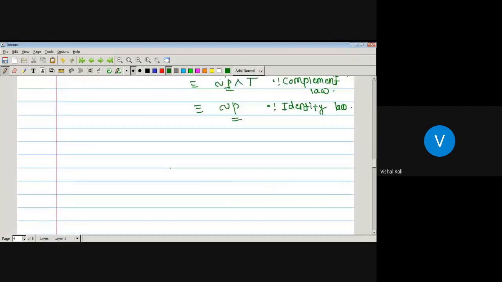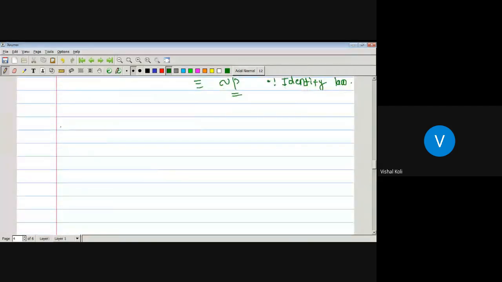Now the last one. Consider (P or Q) and negation of P. It can be written as (P or Q) using the commutative law. This will be considered P, this will be considered Q. Then P and Q is nothing but Q and P. Therefore, it is negation of P and (P or Q), which is by commutative law.